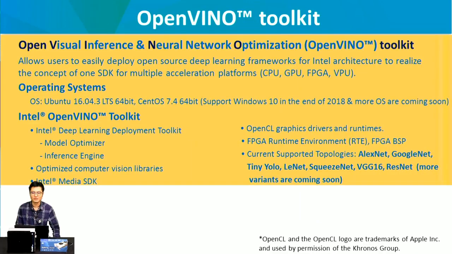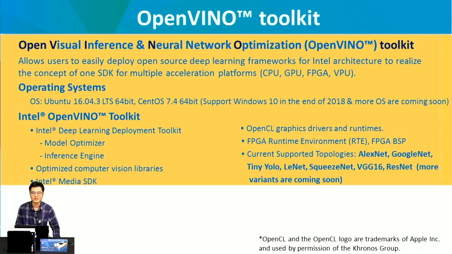So let's talk about the OpenVINO Toolkit. The OpenVINO Toolkit allows users to deploy deep learning inference on the different Intel accelerator architectures, from CPU and integrated GPU to FPGA and VPU. The Intel OpenVINO Toolkit includes the model optimizer and the inference engine.